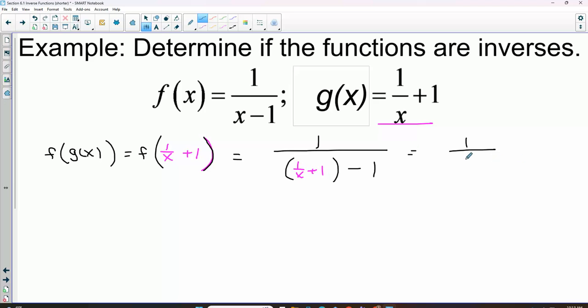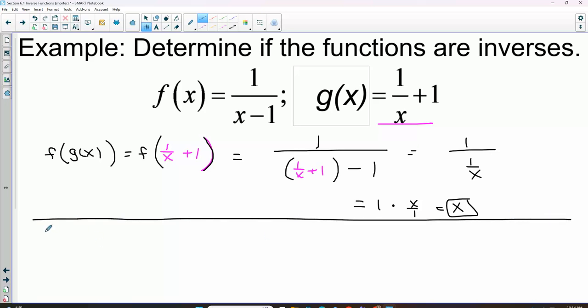Plus 1 and minus 1, what happens? So I have 1 divided by 1 over x. How do you divide fractions? And that just gives me x. Does that guarantee that they are inverses? No, but it says they might be. I haven't proved that they're not. So now we have to check the other composition.